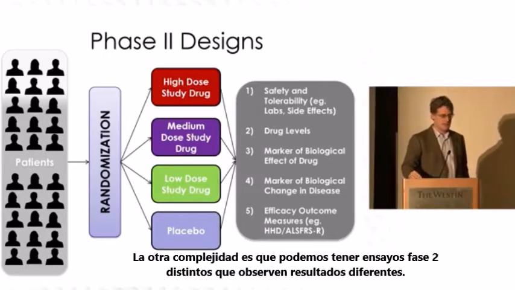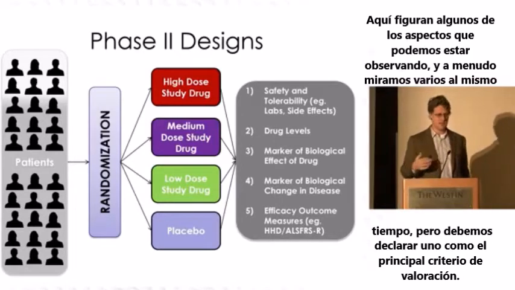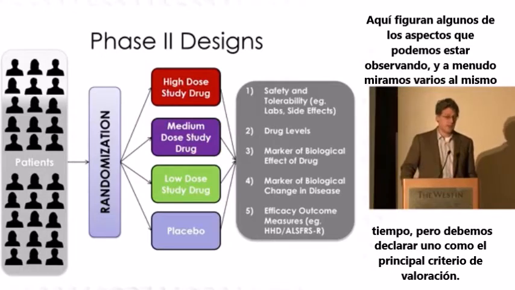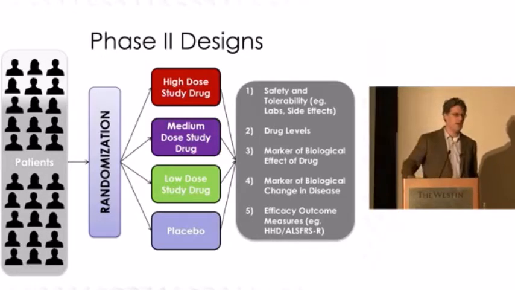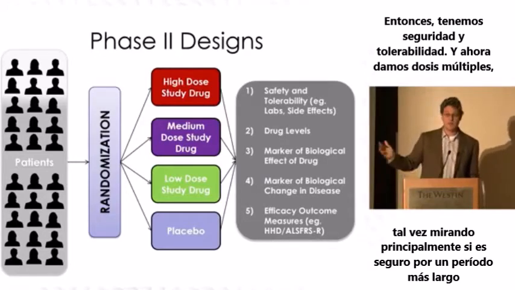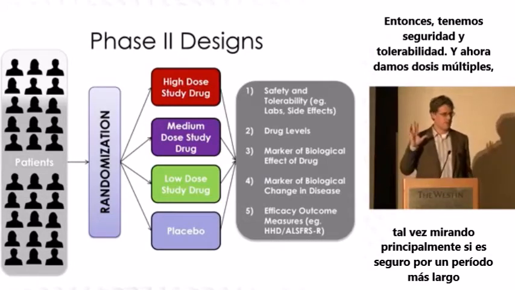Now, the other thing that's complex about this is different phase 2 designs might look at different outcomes. But here are some of the things that we're often looking at. And many times we're looking at many of them at once, though we do have to declare one our primary endpoint. So safety and tolerability. Now we're giving multiple dosages, so we may be primarily seeing if this is safe over a longer period of time.